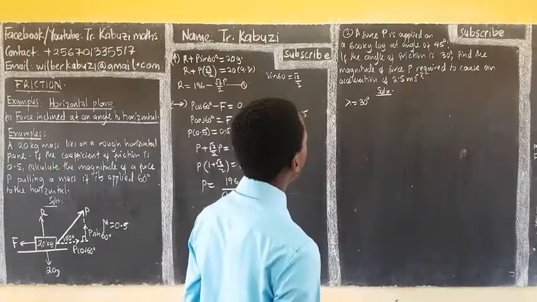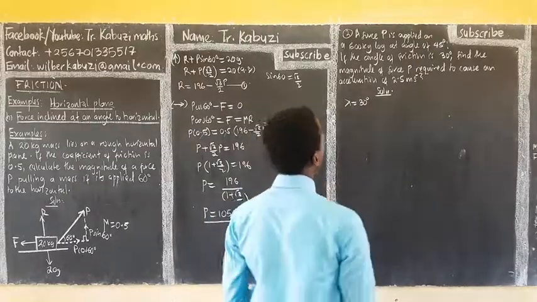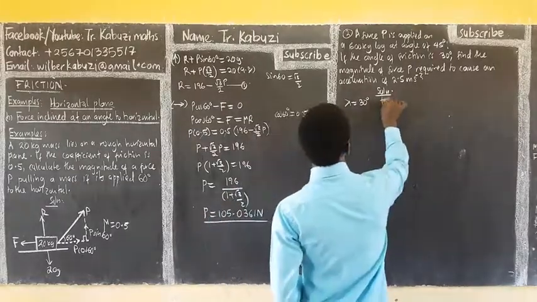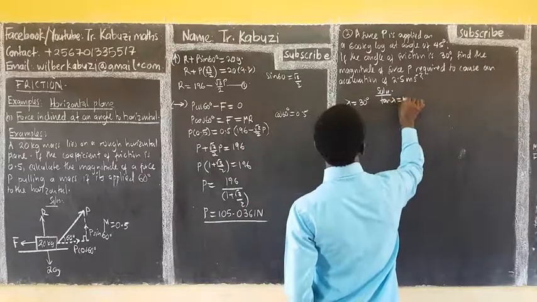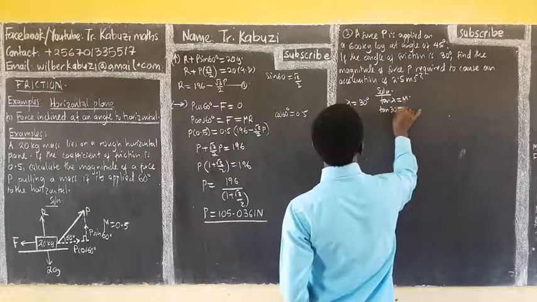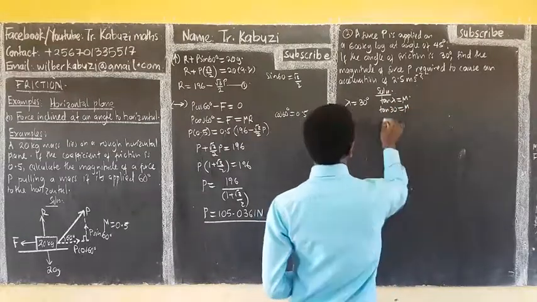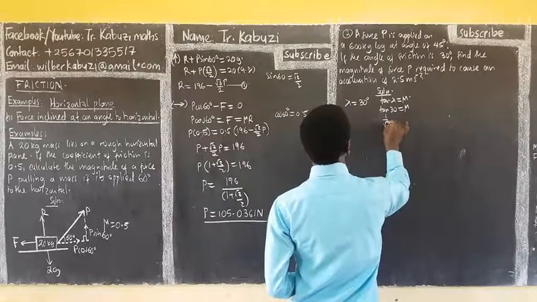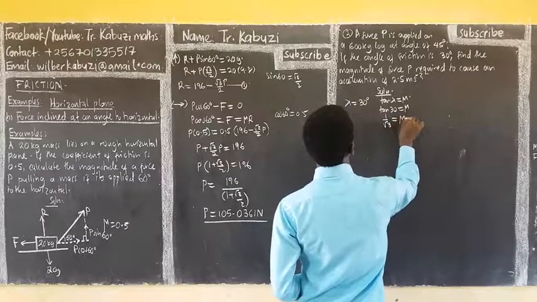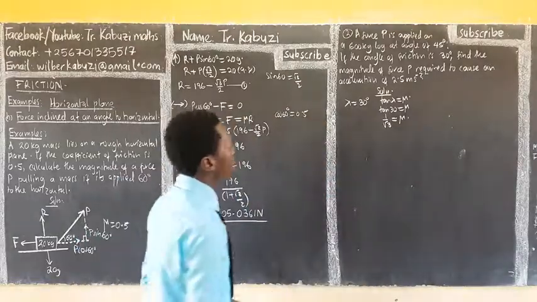If they give us the angle of friction, it means that we can get the mu. Remember, tan of lambda is equal to mu, implying tan 30 will be equal to mu. Tan 30 is a special angle, which is 1 over root 3, so that is our mu. So this one is known now, and then from there, we can sketch.